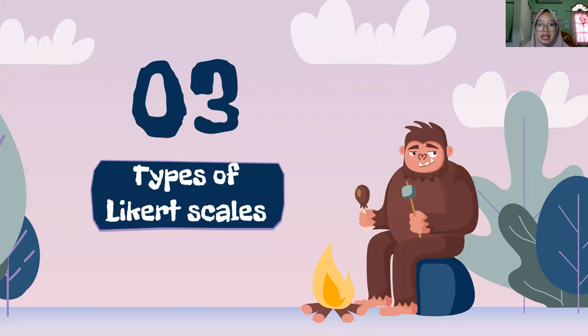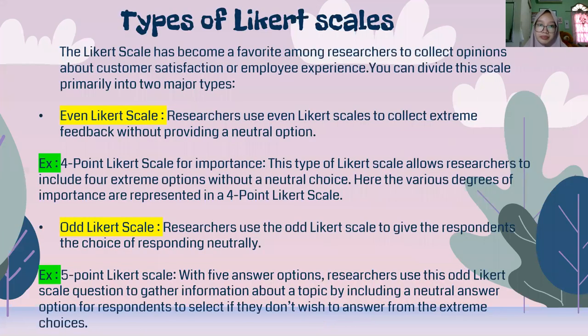The next is types of Likert scale. The Likert scale has become a favorite among researchers to collect opinions about customer satisfaction or employee experience or others. You can divide this scale primarily into two major types. The first is even Likert scale, and the second is odd Likert scale. Researchers use even Likert scale to collect extreme feedback without providing a neutral option.